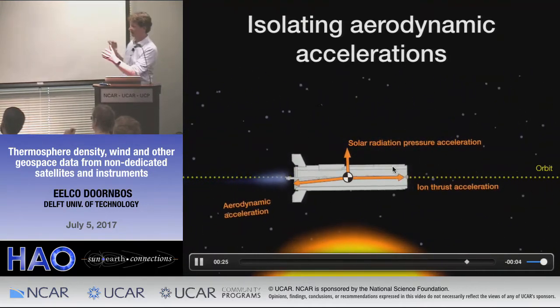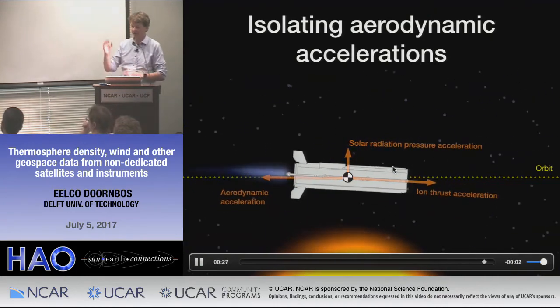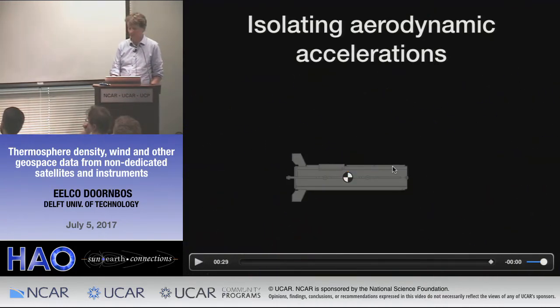We know where the sun is with respect to the satellite. We have some idea of what the reflectivity is of the satellite. So we can model all these other accelerations, remove them, and then we end up with the aerodynamic acceleration. Of course, any error we make in these models will show up in the end as an error in the thermosphere product. So that is important to keep in mind.